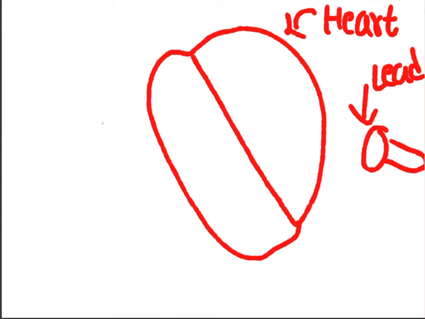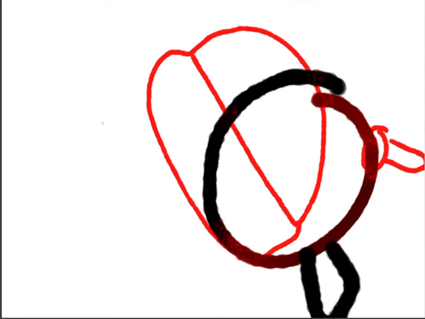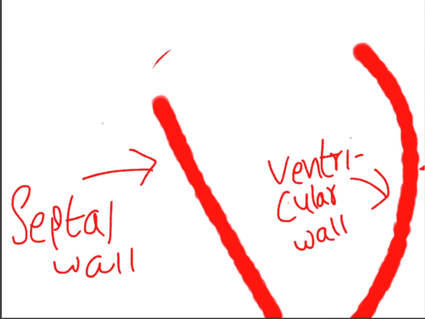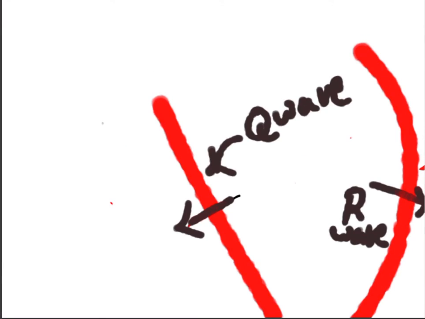So before discussing the reason, let's discuss what is normal. So here is the heart, and here is our lead. If I zoom into this part of the heart, I can see here is the septal wall and here is the ventricular wall. In the septal wall, the depolarization wave is going in this direction, that is opposite to the lead, and that gives us the Q wave. And in the ventricular wall, the direction of the vector is towards the lead, that gives us the R wave.